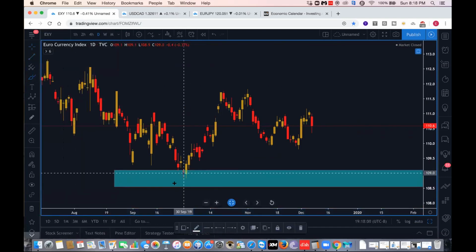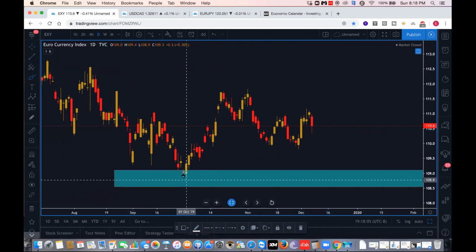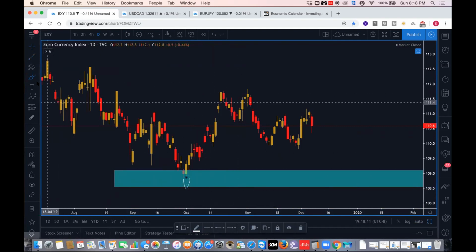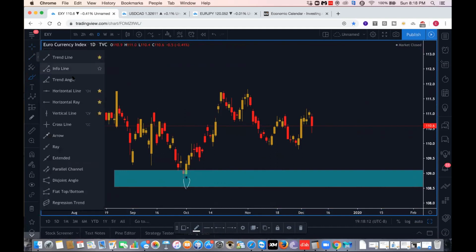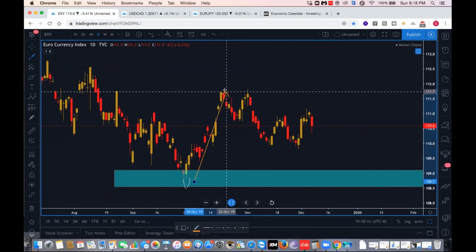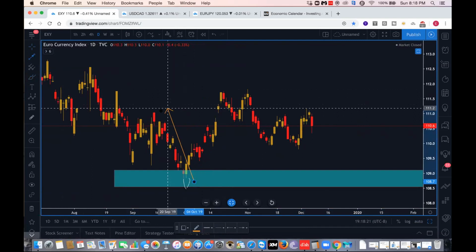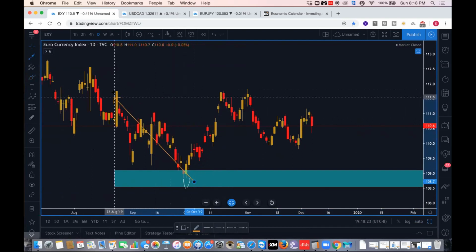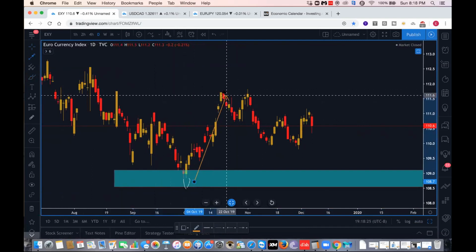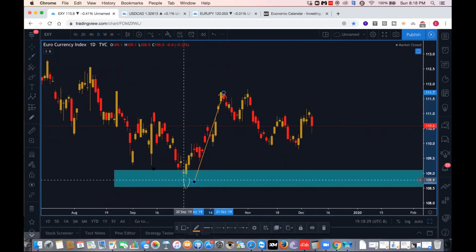Okay, so we're going to say price found strong support right here. All right, and then from there, price gave us a strong move to the upside. And this move to the upside is important because it broke this lower high and this lower high to the left. So now we know that we may get some type of reversal, especially because this low down here isn't broken.